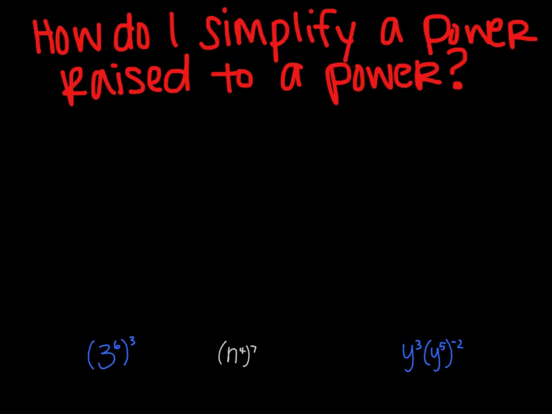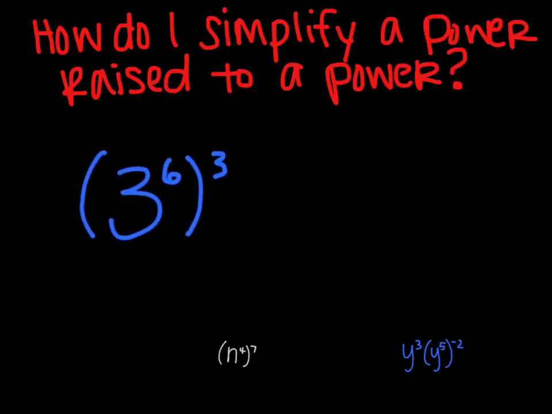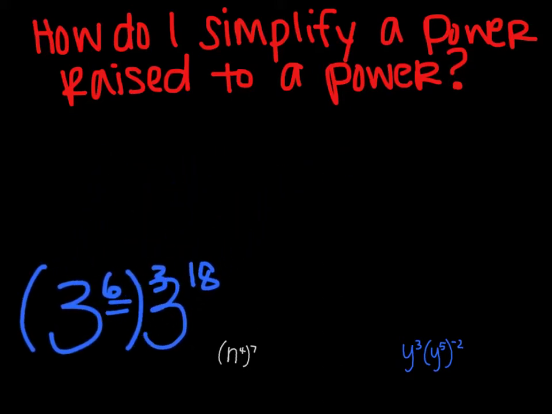So how do you simplify them? Now that you know the rule, we can do some practice problems here. So 3 to the 6th, raised to the 3rd power, that's going to be 3, the base stays the same, and you multiply the exponents, so 6 times 3 is 18. There's my answer, simple as that.